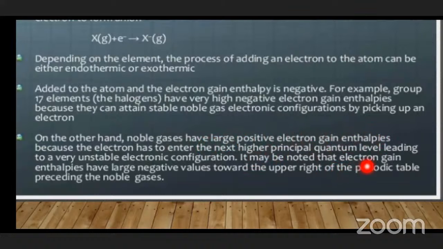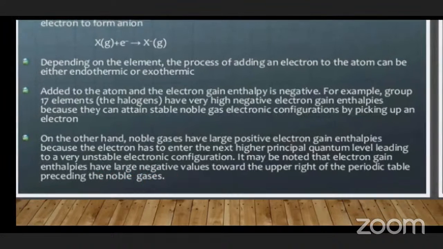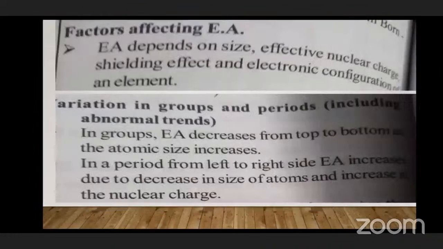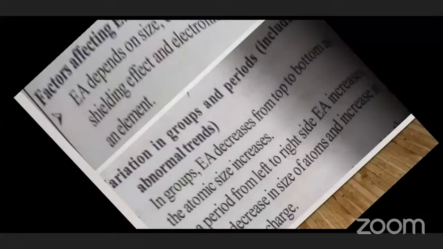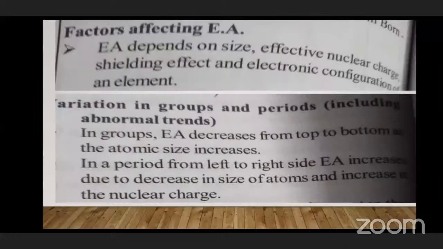It may be noted that electron gain enthalpies have large negative values towards the upper right of the periodic table, preceding the noble gases. Okay, so this is about electron gain enthalpy. Similarly, just as there are factors that influence the ionization potential, there are factors influencing electron affinity also.